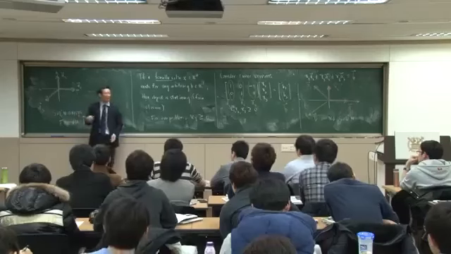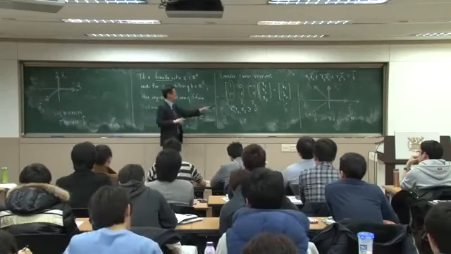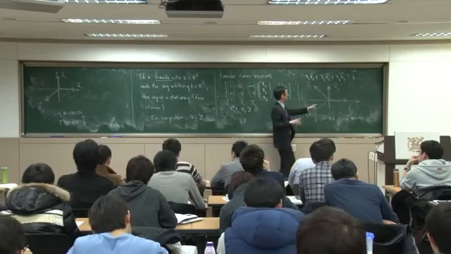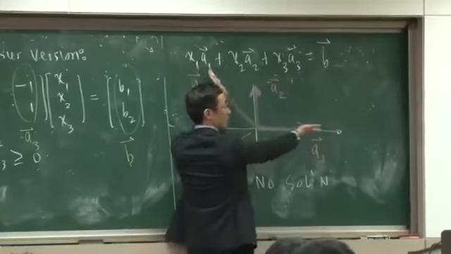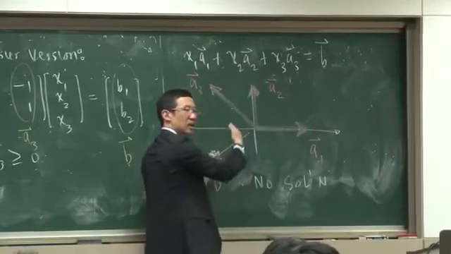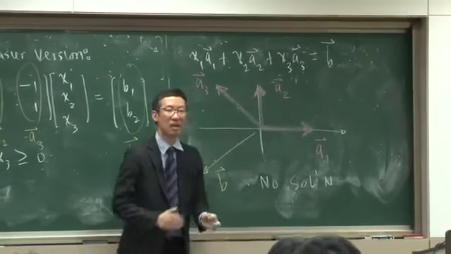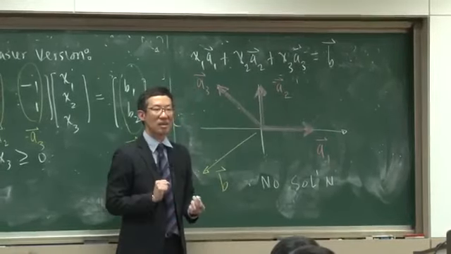Okay? In this case, if you look at the positive span of A1, A2, and A3, it's just inside here. It can't go outside. It's only inside here. So that's the difference.